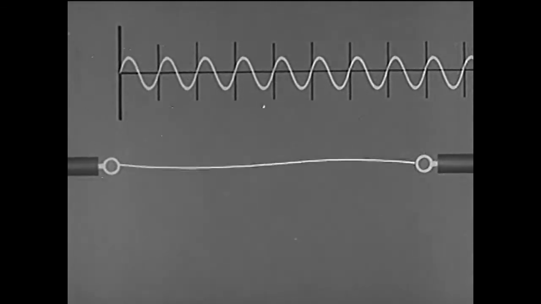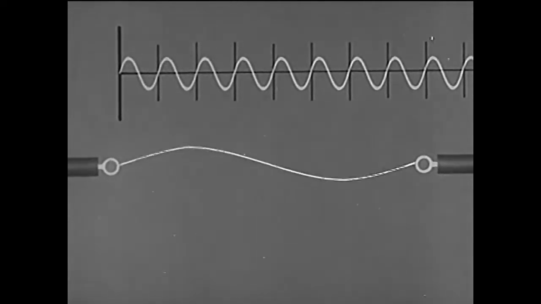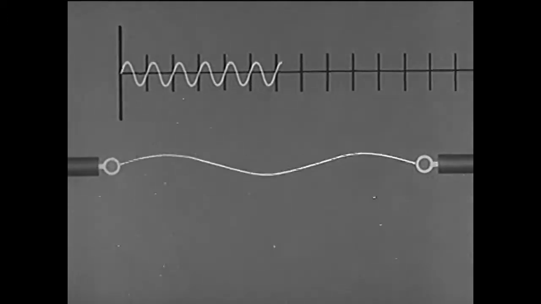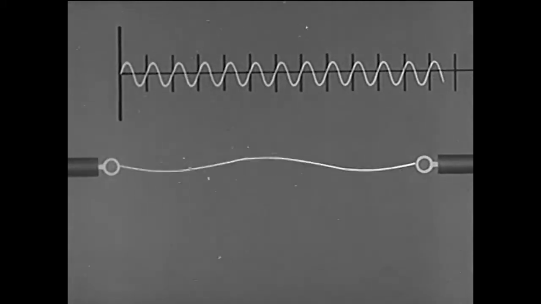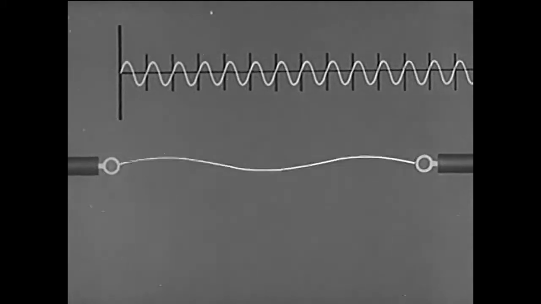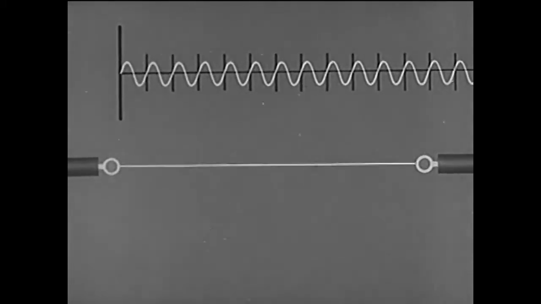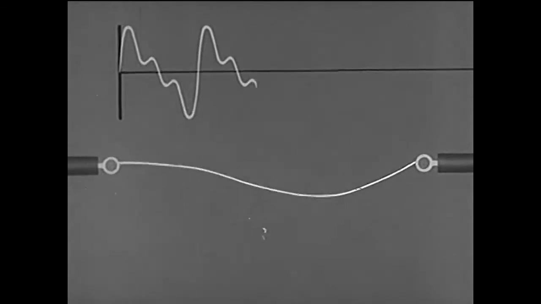Since wavelength is inversely proportional to frequency, the frequency of the first overtone is twice that of the fundamental. When the string vibrates in 3 segments, it produces its second overtone, the third partial. Here, the frequency is 3 times that of the fundamental. But usually, several different modes of vibration occur simultaneously.